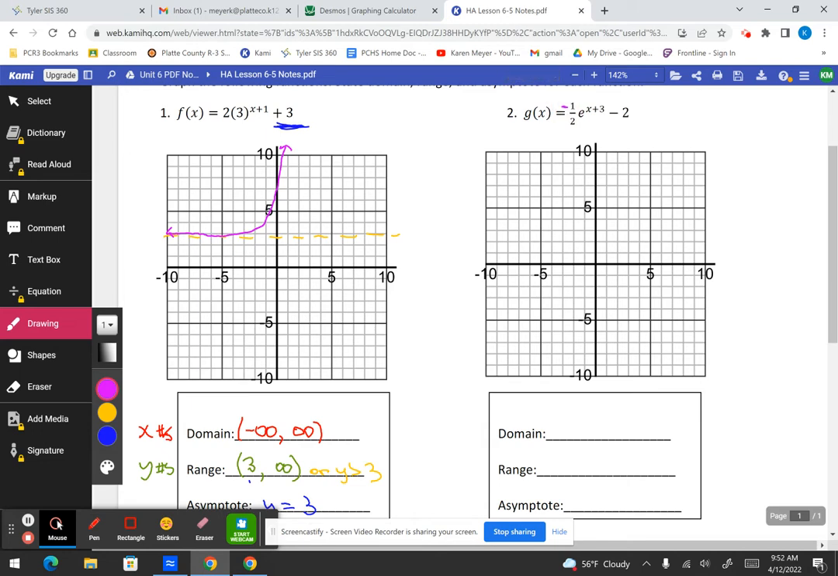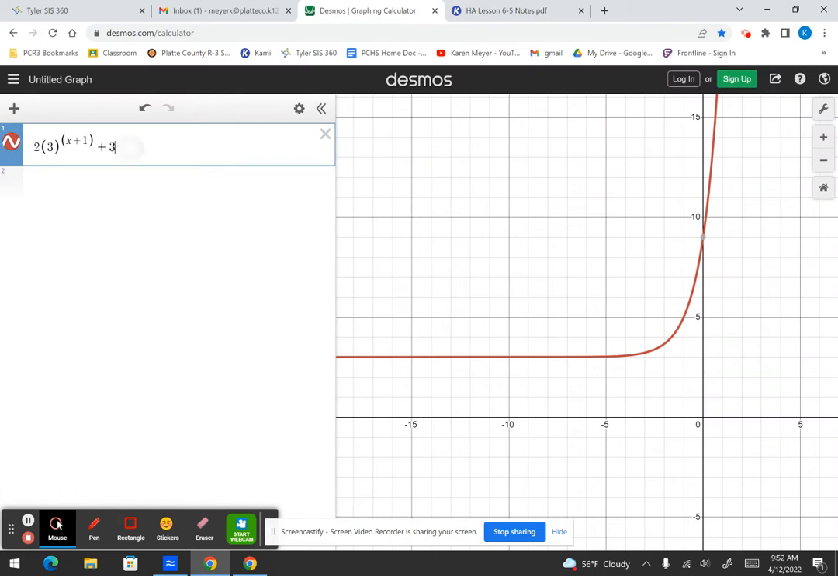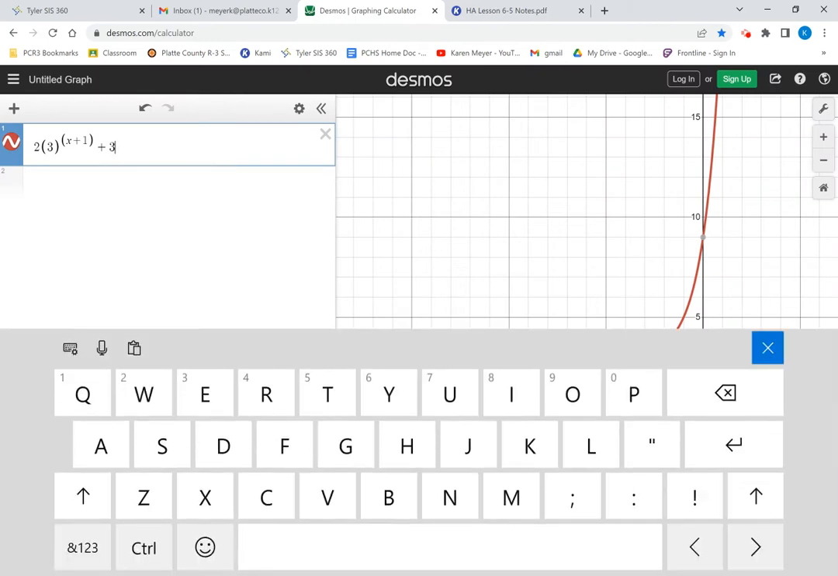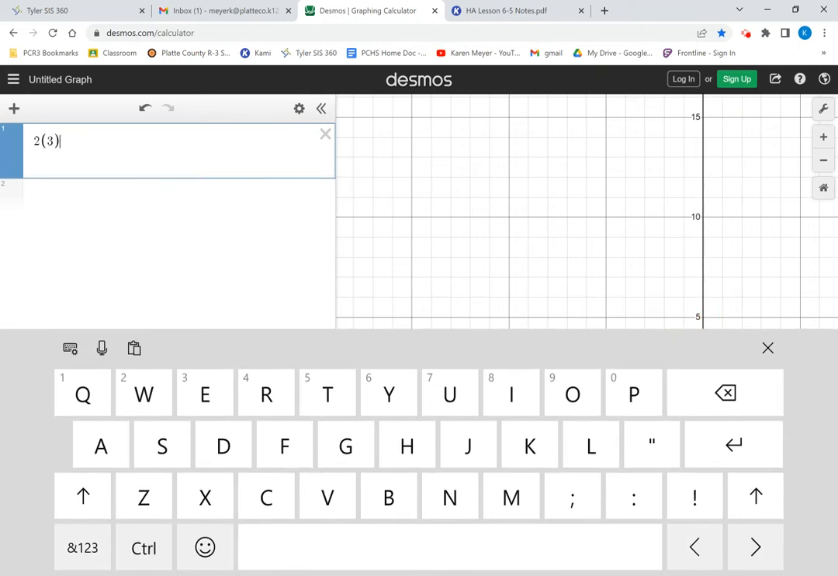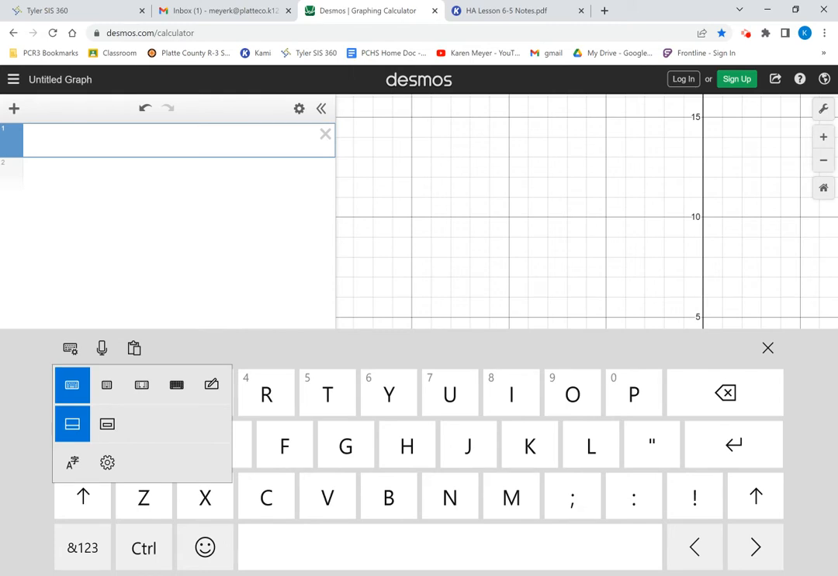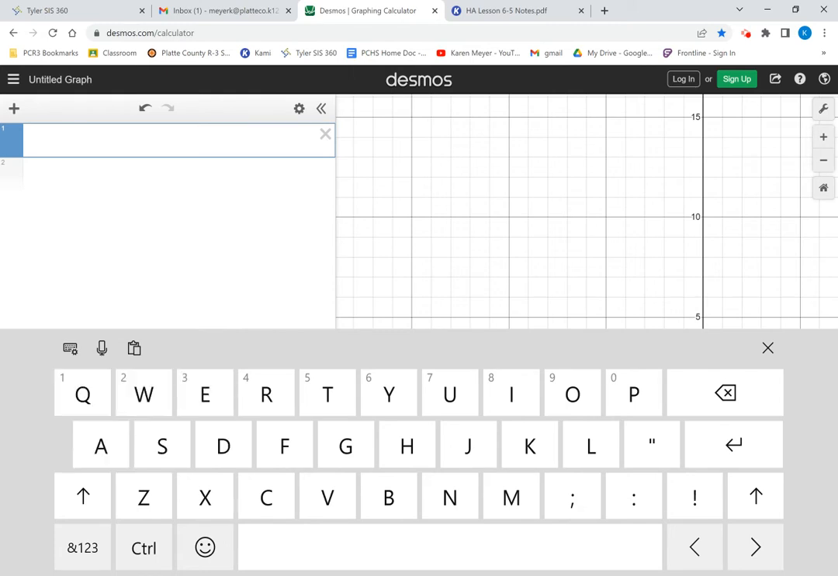Okay, now on the second one, for these notes, I don't know if your notes have been fixed or not, but for mine, I put a negative in front of this 1/2. So now I'm going to go back to Desmos, and I am going to get rid of this one and type in our new one. So for this, I'm going to use negative.